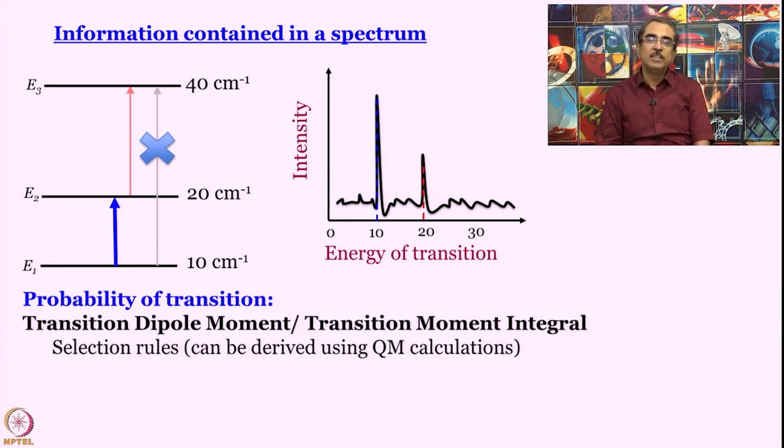Now, let us think, what is it that determines the y axis? One thing is the probability of transition. I talked about the transition dipole moment or transition moment integral a little while ago. That is what tells us how probable a transition is. Another quantity that is often used for this is oscillator strength, especially for UV visible, electronic transitions. Yet another term that is used very often, for absorption spectroscopy, is absorption cross section. They are all interrelated and they all talk about the probability of transition. So, this is an intrinsic quantity. What is the per molecule quantity? Take one isolated molecule, what is the probability of transition?